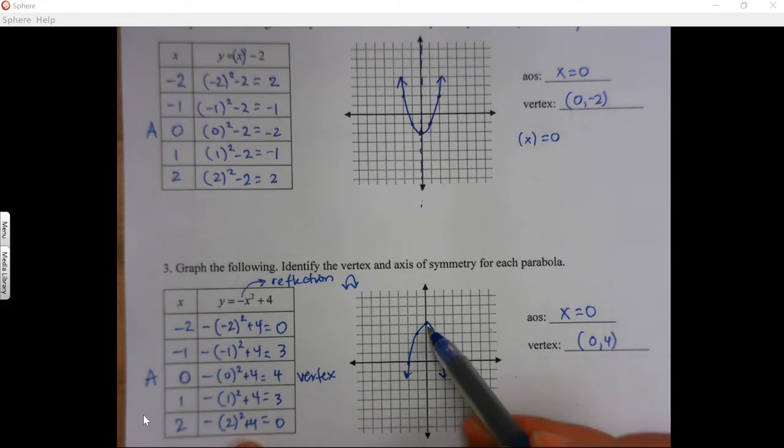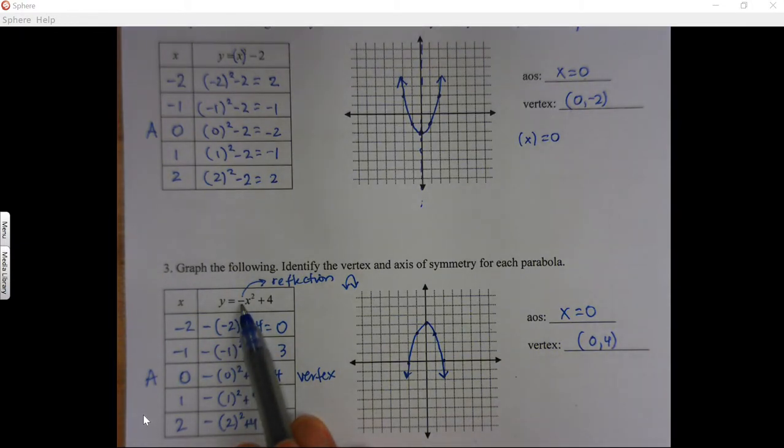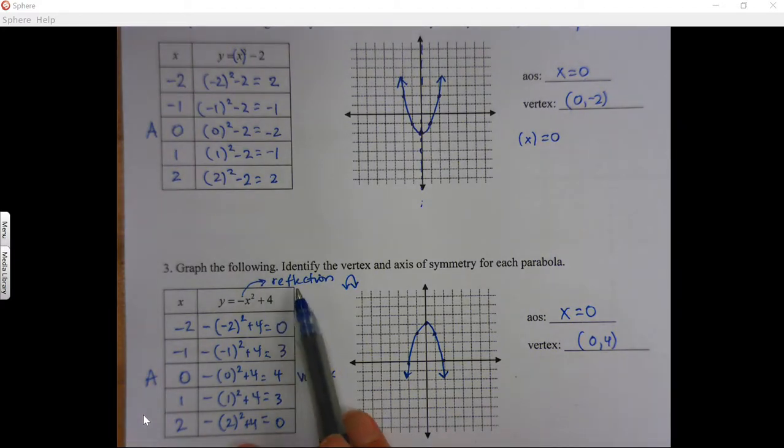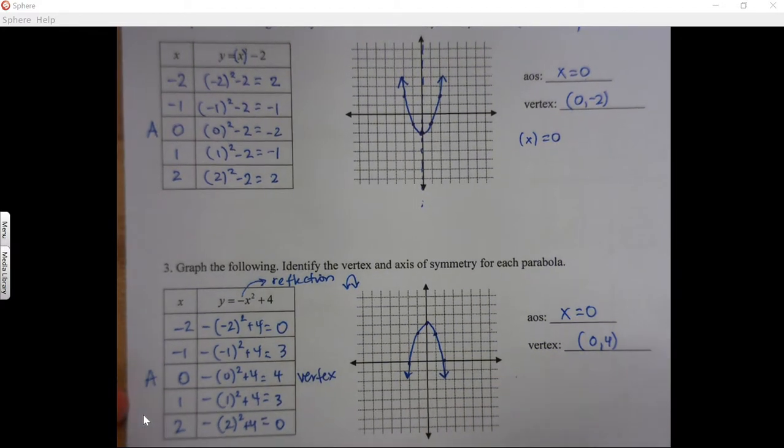So we have our vertex plotted. We have our additional 4 points. Again, that negative in front of the x squared is making the reflection, which makes the graph turn upside down.